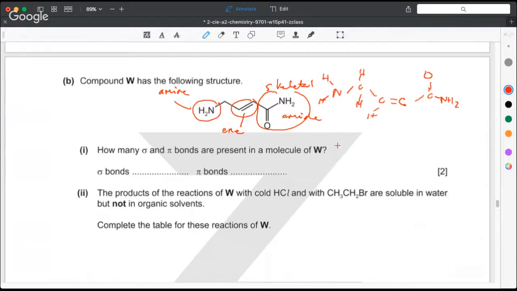So that's it. If you draw out the displayed formula, it's much easier to see the sigma bonds and the pi bonds. Now, the pi bonds are in double bonds only, and you've got one pi bond there, and one pi bond there. So those are your pi bonds, and there's just two of those. Easy stuff. And because we've written out this displayed formula, instead of trying to do this in your head, which you could do if you were good at seeing things in your head, you could just count round all these sigma bonds that are in this molecule here.